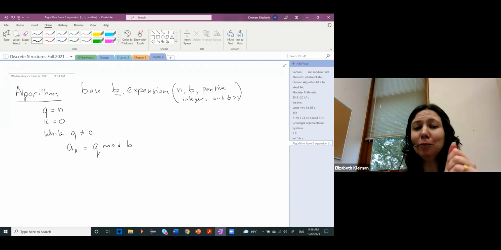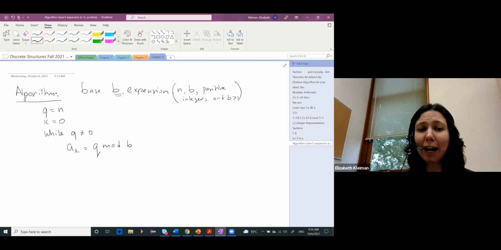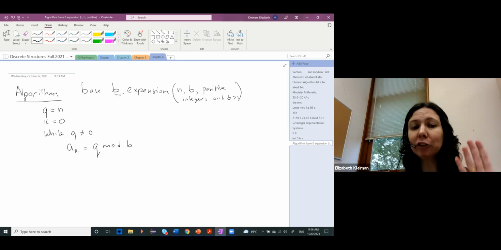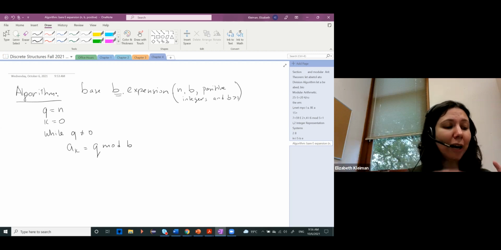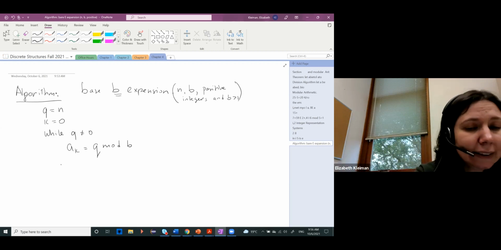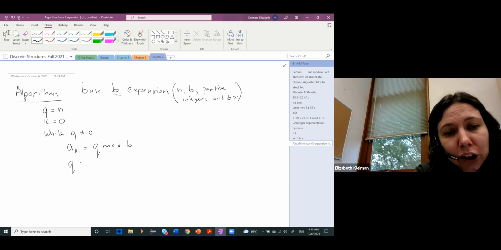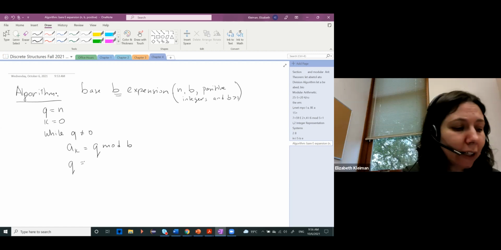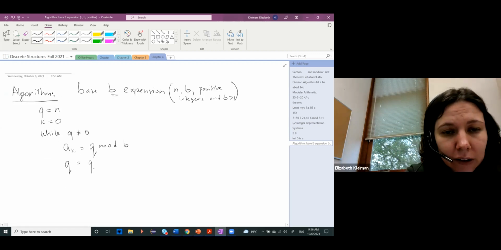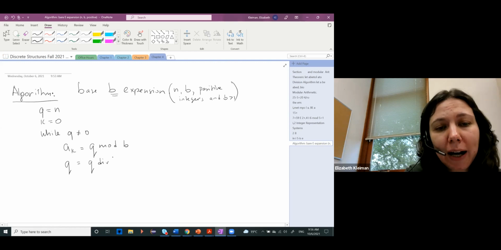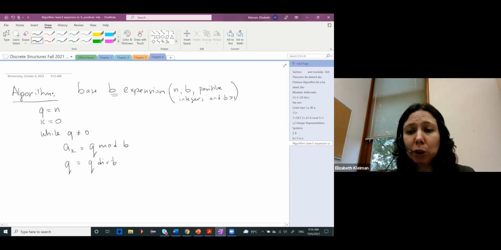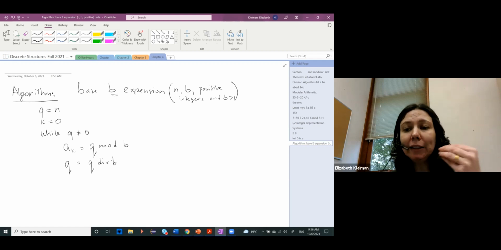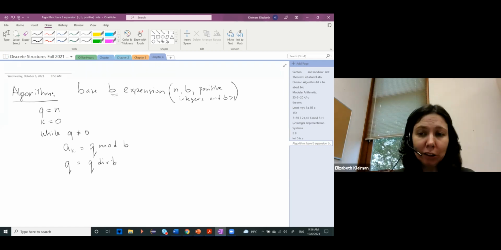So you do Q mod B. This is the remainder of what happens when you divide the number you received by B. You store it into AK, and then you change Q. You take Q divided by B. This is integer division. This is the whole portion. This is the quotient, correct? So AK is your remainder and Q is your quotient.